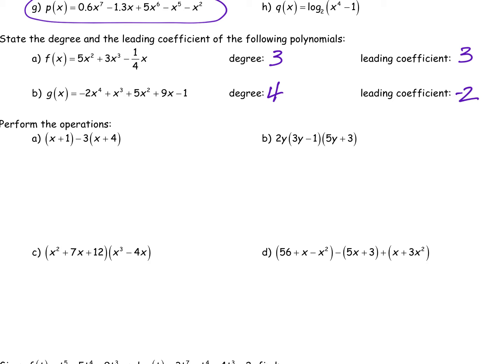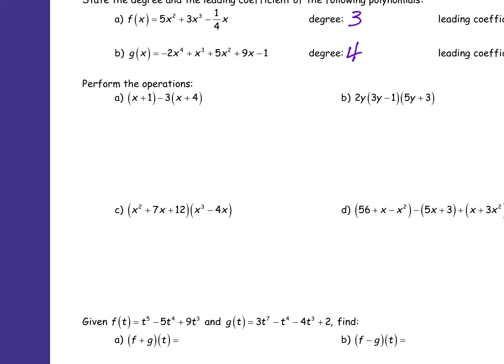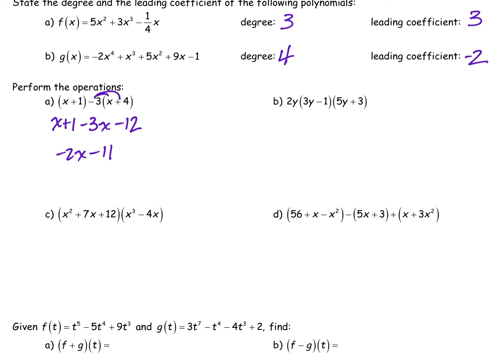Now we're just doing whatever it tells me to do. Perform the operation. This one, it looks like I'm going to subtract, but I'm going to do some multiplication too. So I've got x plus 1, and then I distribute. So negative 3x minus 12. Combine my like terms together, I get negative 2x minus 11. Done. Questions?